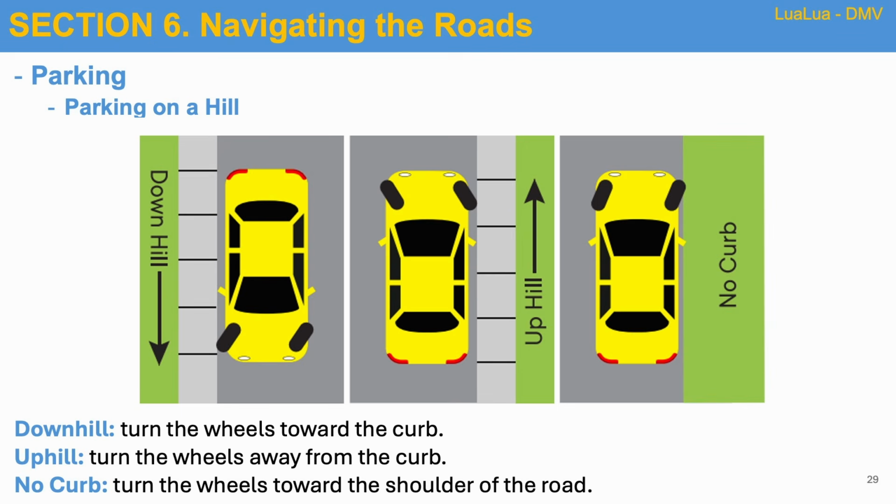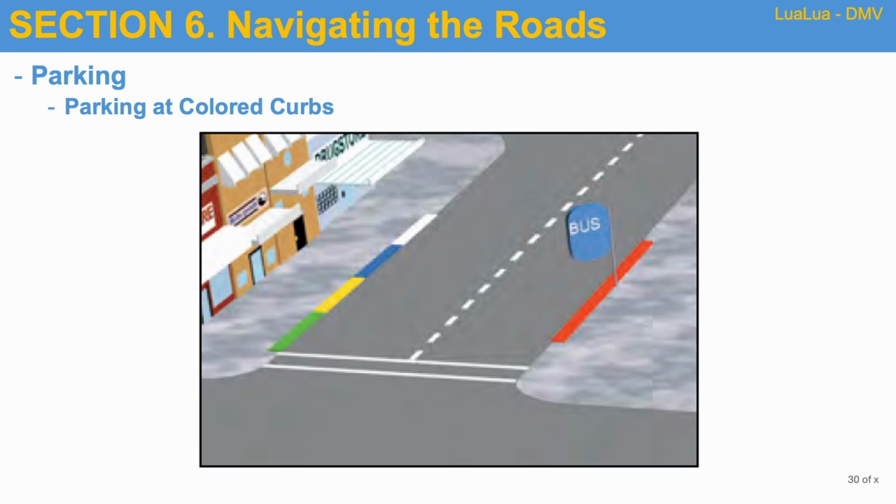Headed either uphill or downhill when there is no curb, turn the wheels to the right so the vehicle will roll away from the center of the road if the brakes fail. Parking at colored curbs. Painted colored curbs have special parking rules.